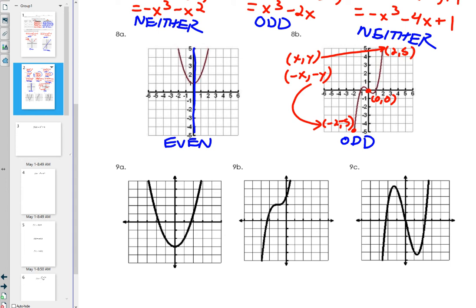Let's say, just for pretend purposes, it would have had to have the point -5, comma 7, and it had to be odd. What point would also have to be there? In order to be odd, what point would also have to be there? Change the signs of both numbers. 5, -7. Thank you. It's not rocket science.